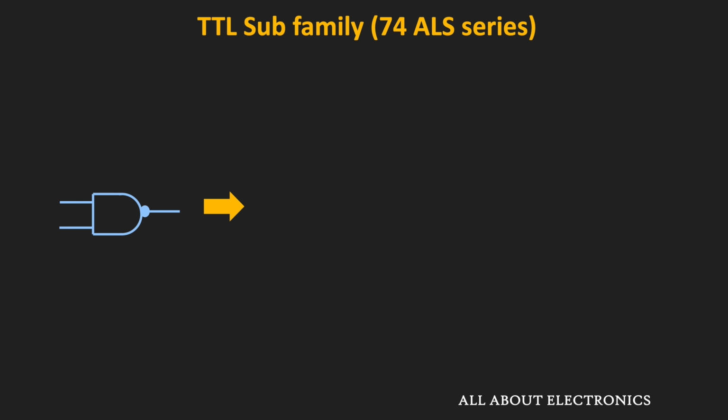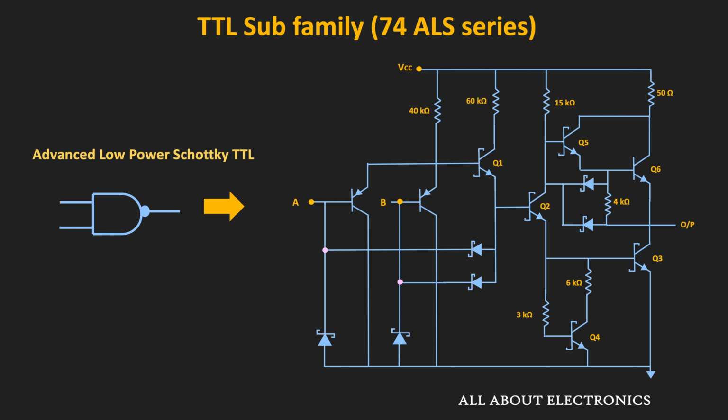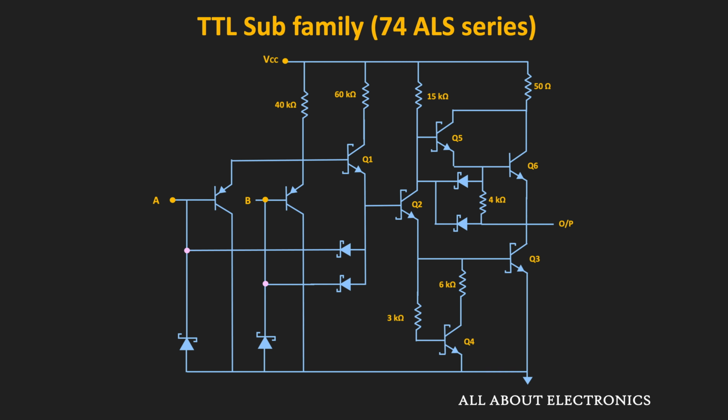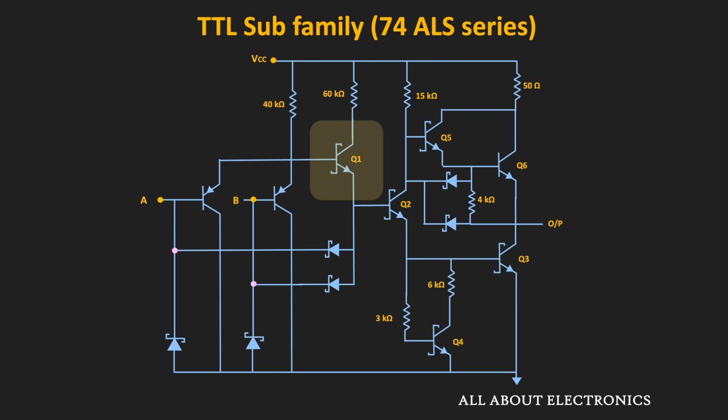So after the 74LS series, the 74ALS series came. That is the advanced low power Schottky TTL logic. Compared to the earlier version of the 74LS series, this version was using the 3 micron fabrication technology. That means here the transistor sizes were further reduced. Apart from that, there are a couple of changes in the design which reduce the power consumption and increase the speed of the logic gate. So the first one, if you see, is that there is an additional transistor over here.